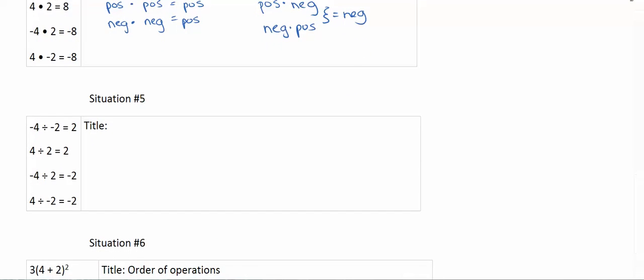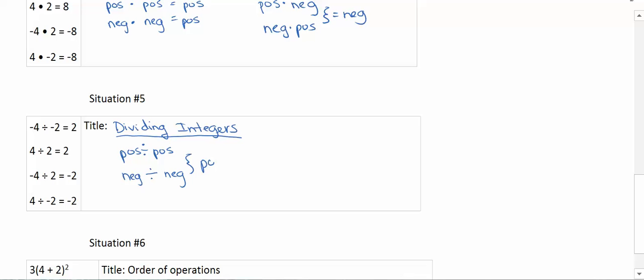Alright, next situation is dividing integers. In this case, it's just like multiplication, so if you have a positive divided by a positive, or if you have a negative divided by a negative, both situations will equal a positive. If you have a positive divided by a negative, or a negative divided by a positive, both these situations will yield a negative number.